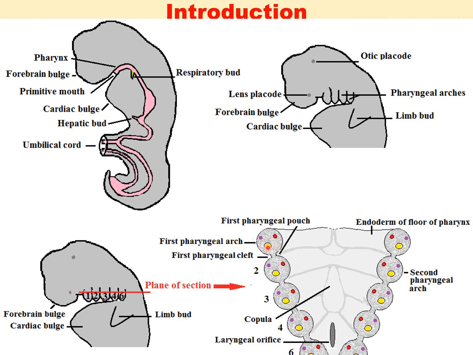Each of these pharyngeal arches receives nerves from the developing brain to supply the arches. The first arch has a special name, called the mandibular arch. While the second also has a special name, called the hyoid arch.